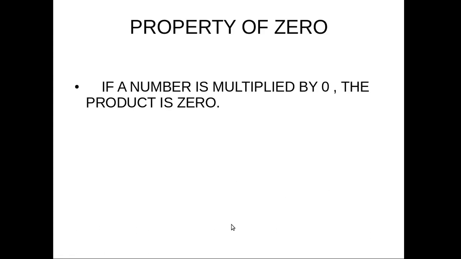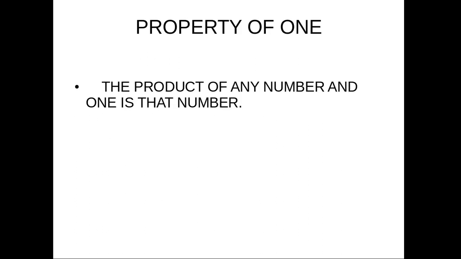Now see, property of 0. If a number is multiplied by 0, the product is 0. For example, 0 into 6, 6 into 0 equals 0. Now see, property of 1. The product of any number and 1 is the number itself. For example, 5 into 1 is 5, or 1 into 5 is the same 5.